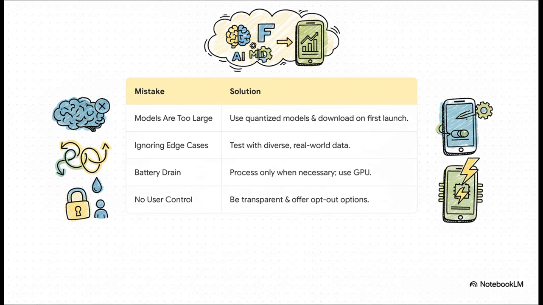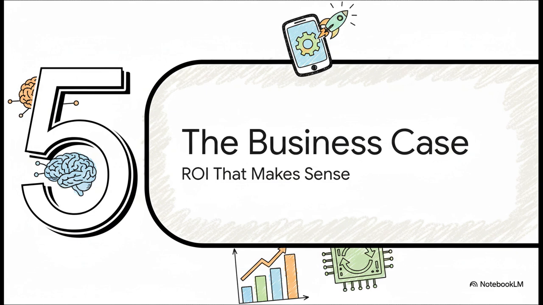Now, of course, there are some traps you can fall into. These are super common challenges, but they're easy to avoid if you know about them. A really big one is using models that are way too large, which just bloats your app size. The fix? Use smaller, optimized models. Another classic mistake is forgetting about edge cases, so you've got to test with messy, real-world data. And this is critical. Watch out for battery drain and always be transparent with your users about their data and give them control.